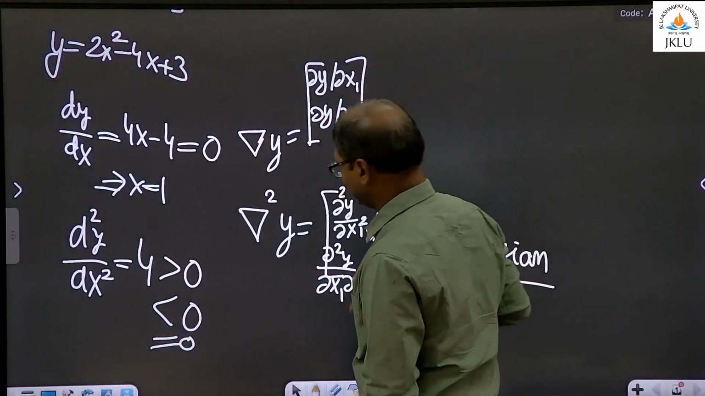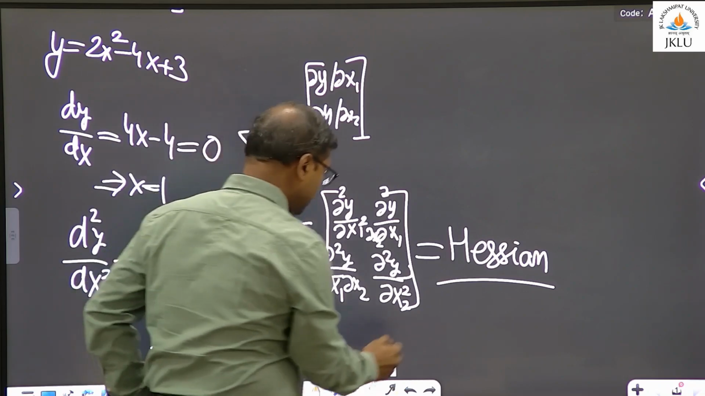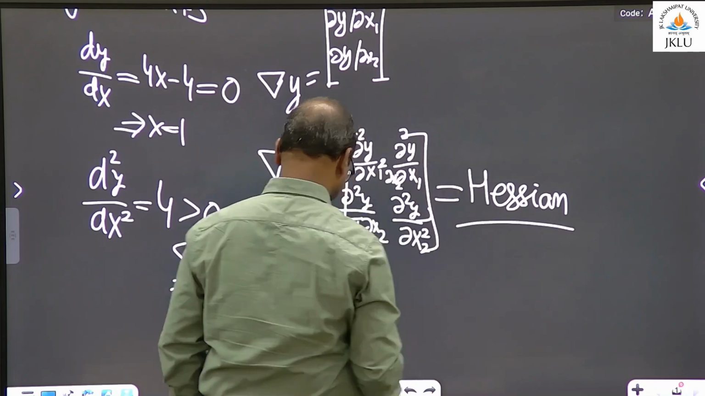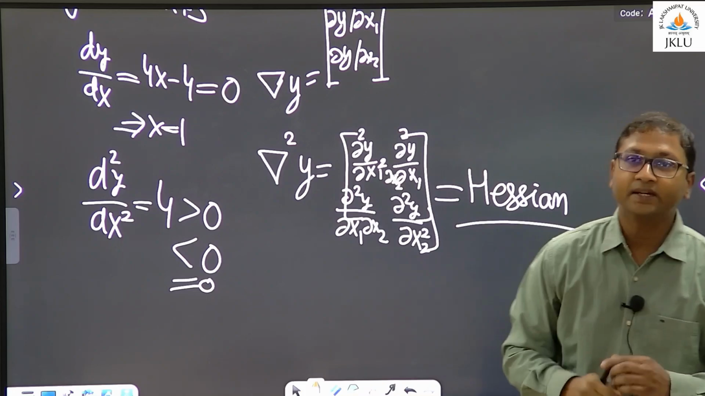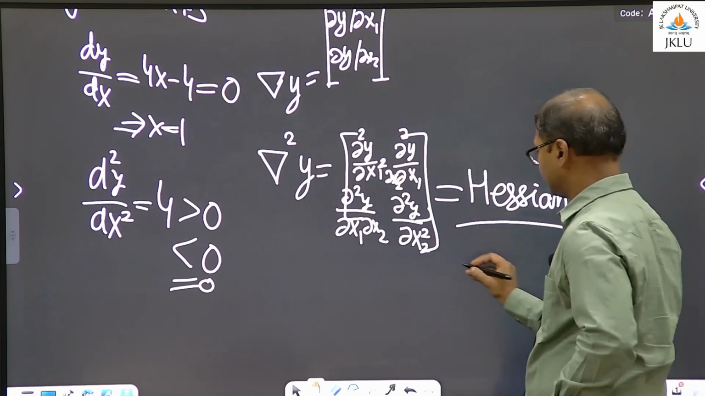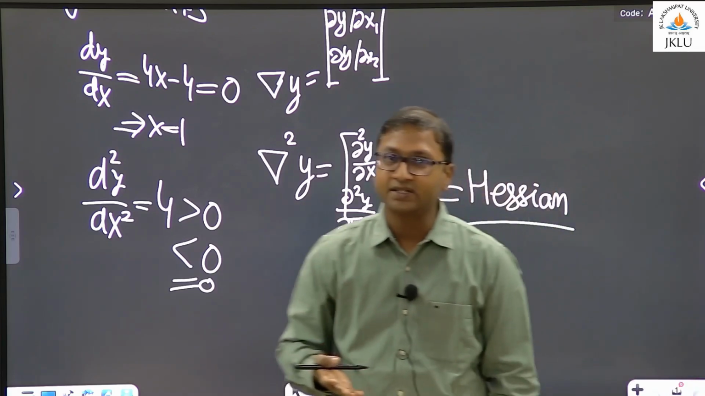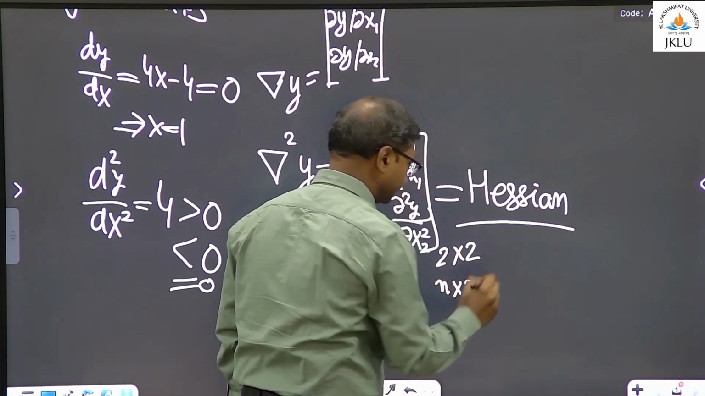Alright, so we start again. Coming back to this, what is the Hessian? What are the dimensions of the Hessian? 2 cross 2 in this case. If your number of parameters is n, then it will be n cross n, right.